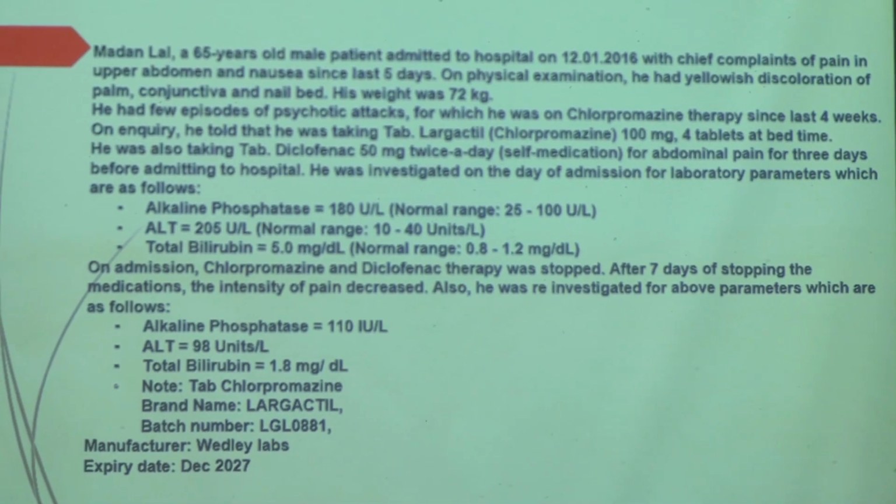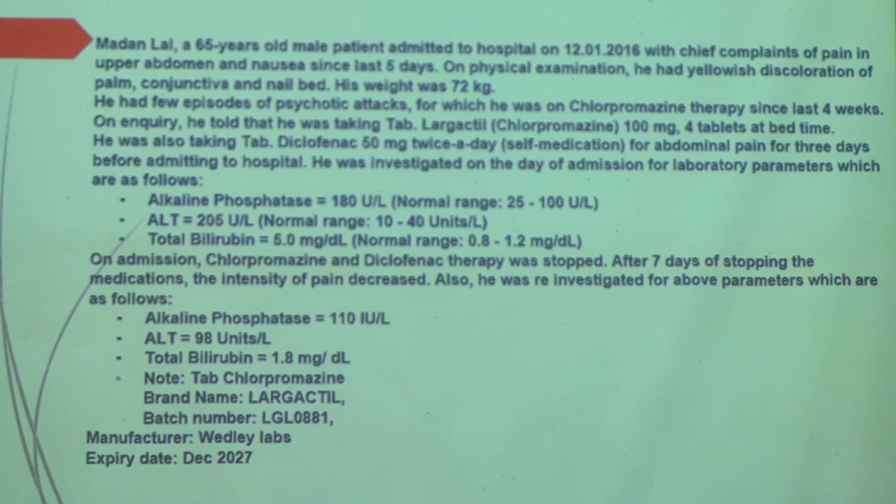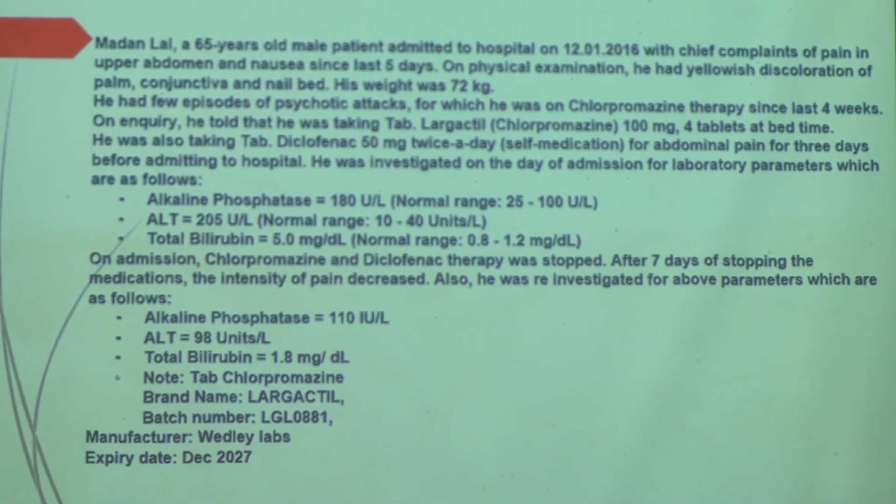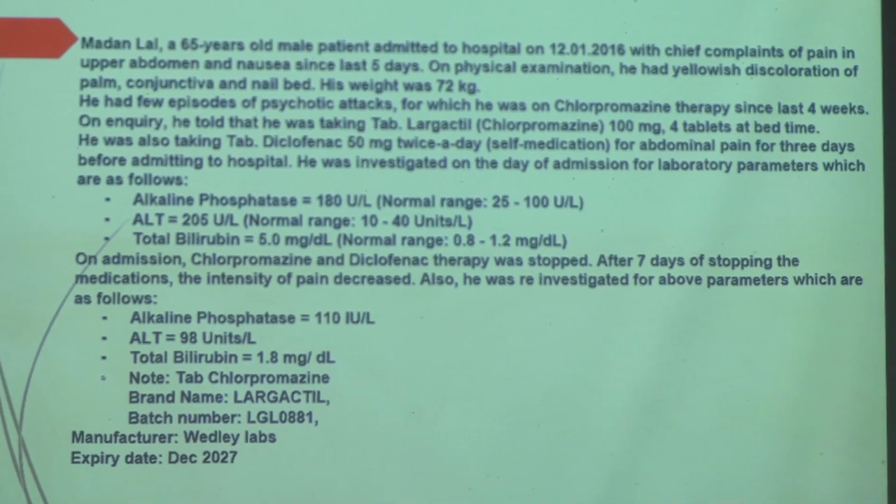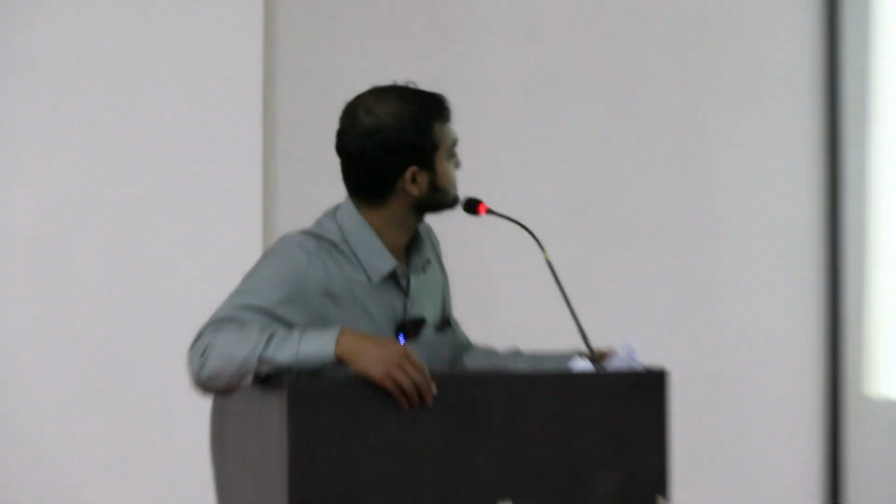So you have also seen the lab reports. I have seen that the alkaline phosphatase has increased. The ALT is also increased, and total bilirubin is also increased, isn't it? So now, what is the diagnosis? Hepatitis. Chronic hepatitis. Hepatic jaundice.